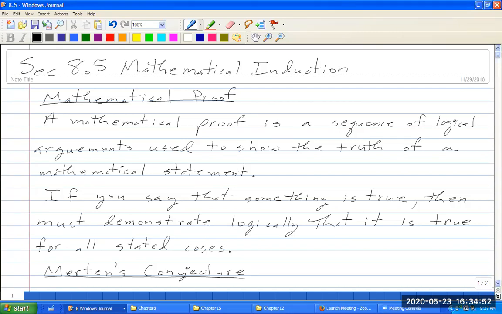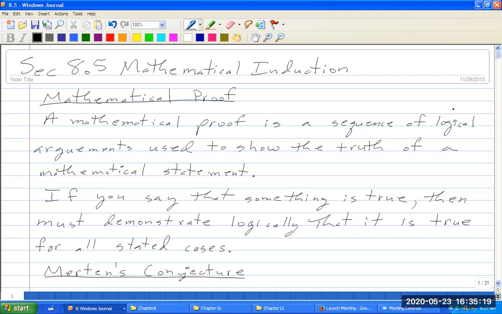Okay, so first, mathematical proofs. A mathematical proof is a sequence of logical arguments used to show the truth or the truth value of a mathematical statement. So if you say that something is true, then you must demonstrate logically that it is true for all the stated cases.